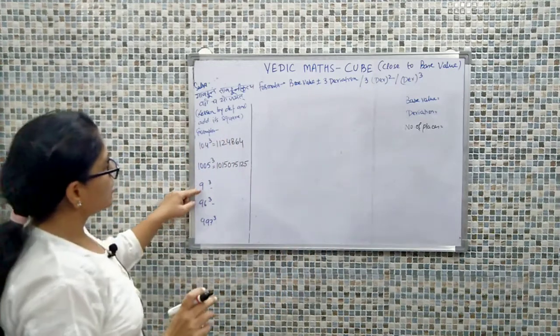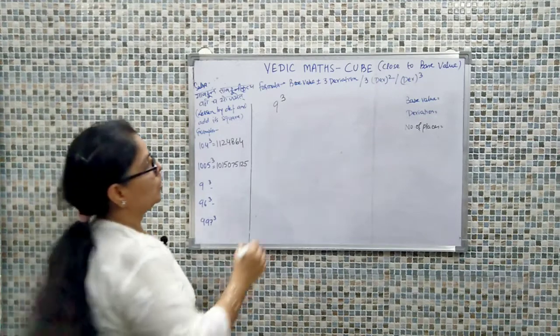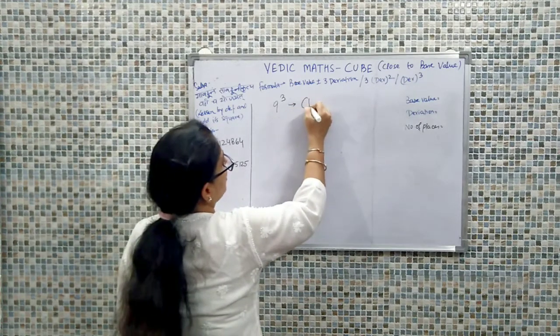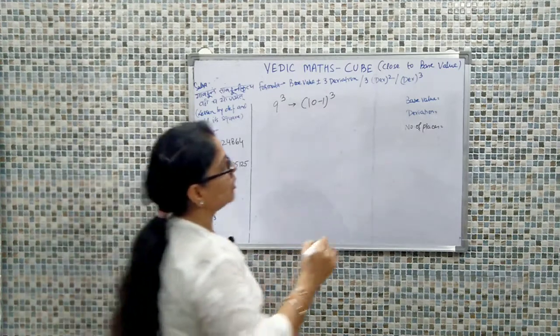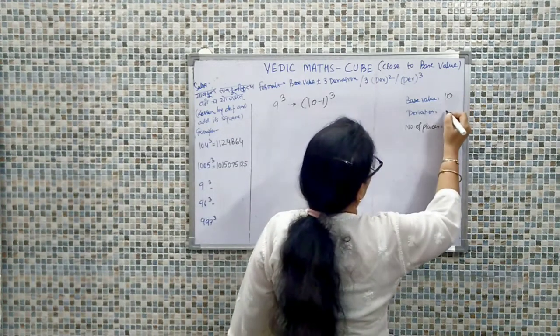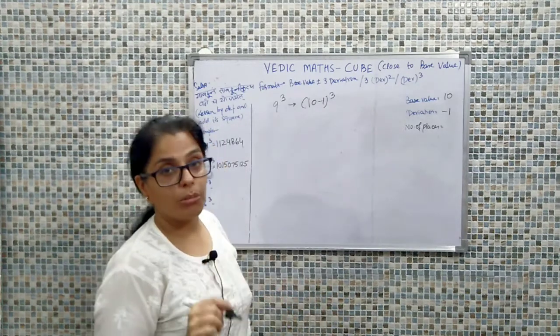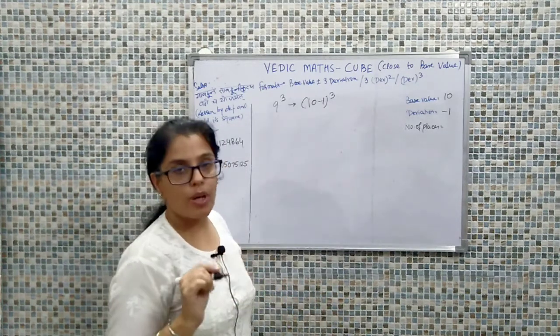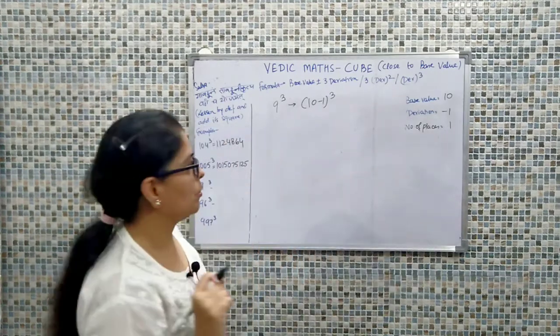Okay, now let's come up to calculating the cube of 9. Now this particular value can be written as (10 minus 1) whole cube. So the base value here is 10 and the deviation is minus 1. Next, number of places: 10 has one 0. So the number of places in the value is going to be a single place.